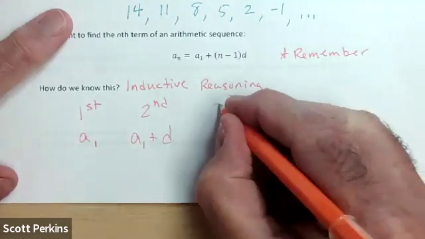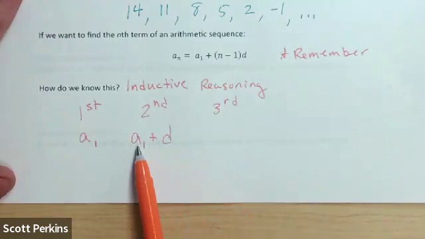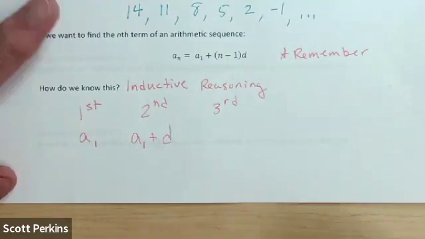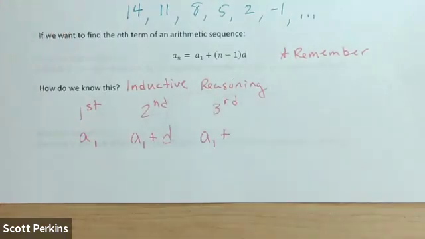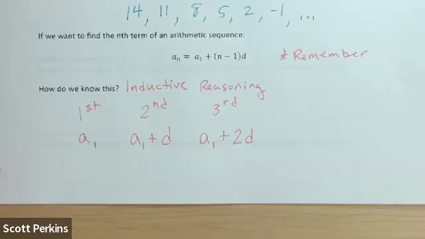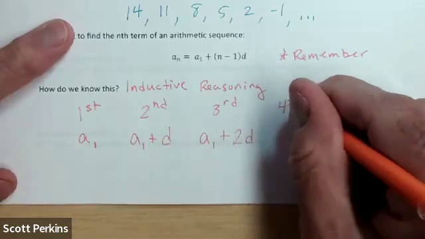Then the third term. To get the next term, I'm going to add D to the second term. So if I have A plus D, and then I add another D, another common difference, that's going to be A1 plus what now? 2D, yes. Because I took this second term, A plus D, and I added another common difference, another D, so that makes 2D.